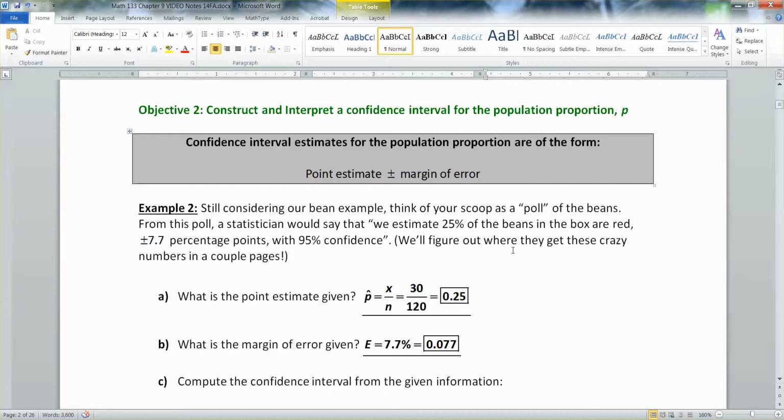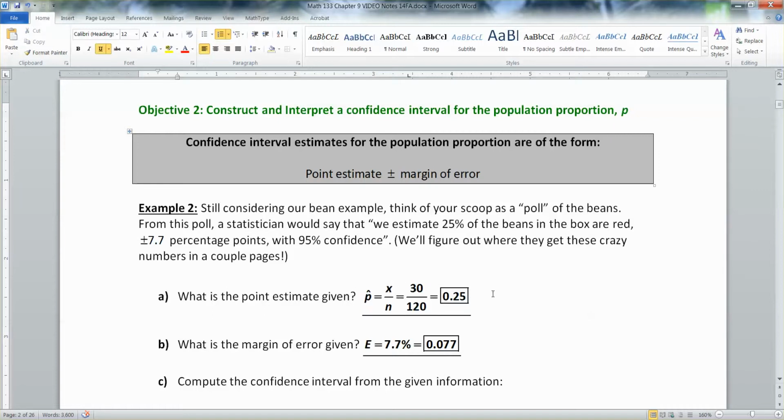So think of our scoop as a poll of the beans. From this poll, a statistician would say that, quote, we estimate 25% of the beans in this box are red, plus or minus 7.7 percentage points, with a 95% confidence. Now we'll figure out where they get all their numbers from later on in this section. They come from a particular place, but let's talk about the point estimate. The point estimate that is given is p hat, which is x over n, which is 30 over 120.